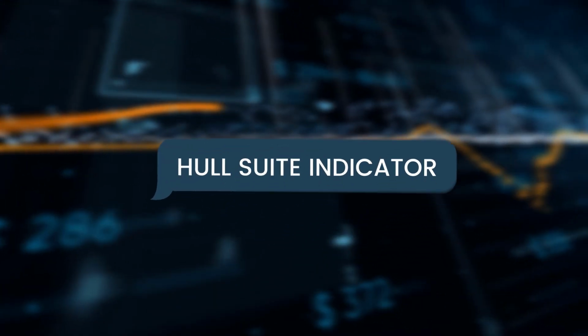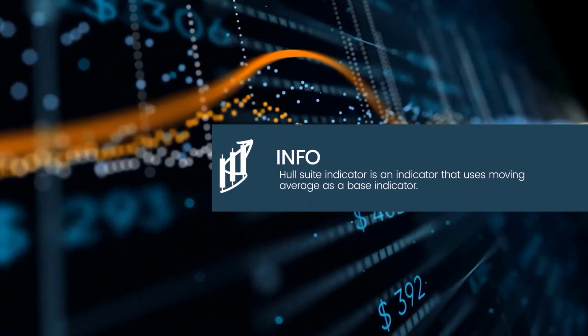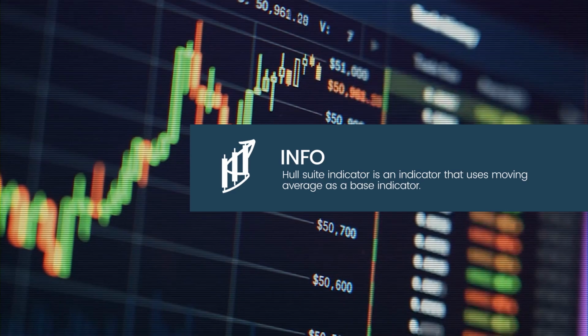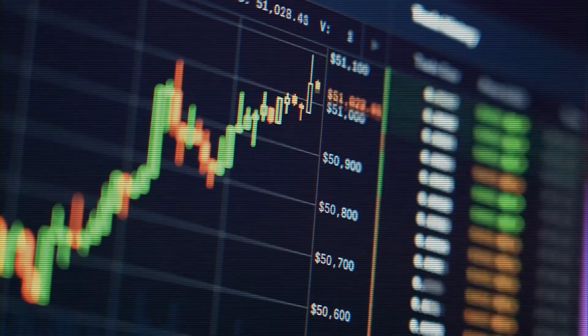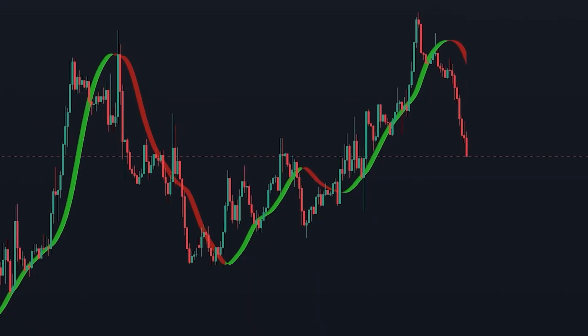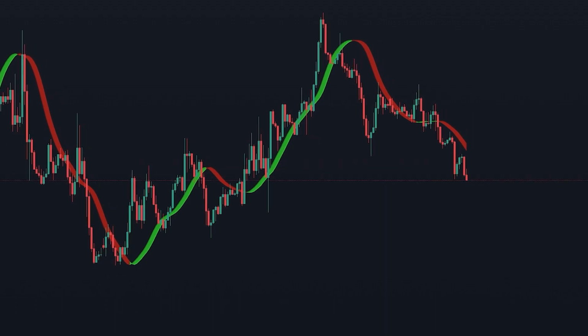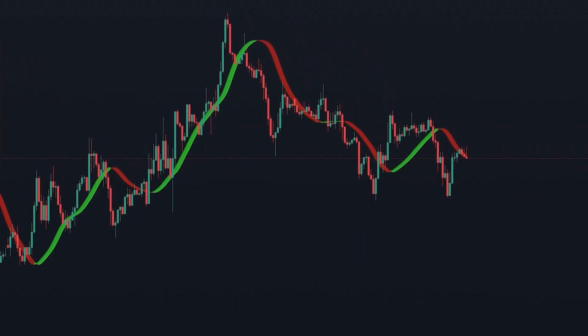Hull Suite Indicator. Hull Suite Indicator is an indicator that uses moving average as a base indicator. A moving average is a technical indicator that market analysts and investors may use to determine the direction of a trend. You can see, when the Hull Suite Indicator is red, it means downtrend. And when the Hull Suite Indicator is green, it means uptrend.